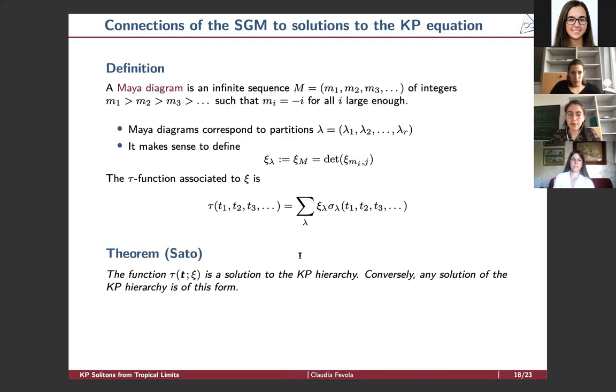And a theorem by Sato says that a tau function of this shape is a solution to the KP hierarchy, and conversely, any solution of the KP hierarchy has this form, where the KP hierarchy is just a generalization to infinitely many equations in infinitely many variables of the KP equation.